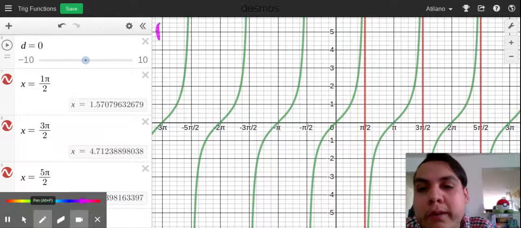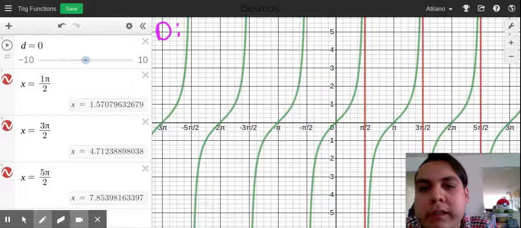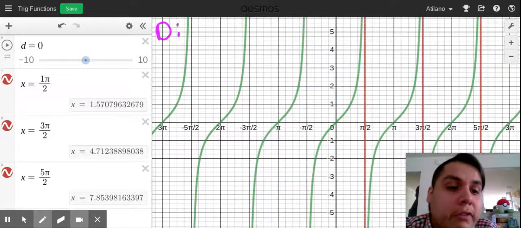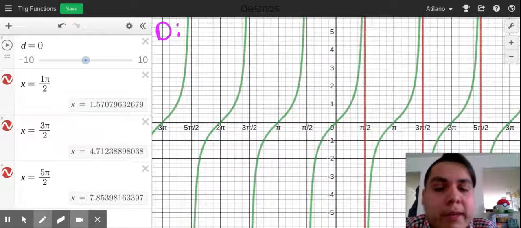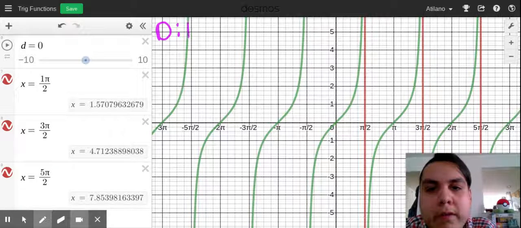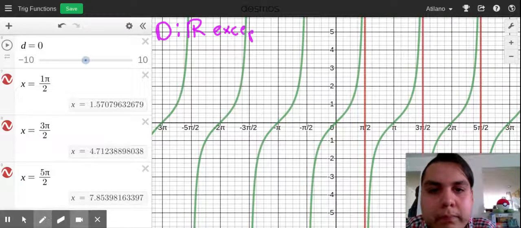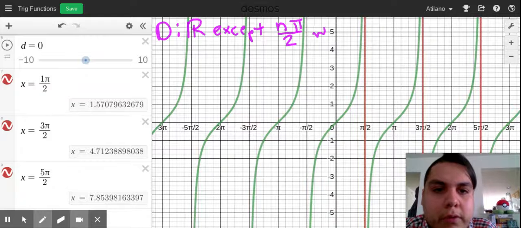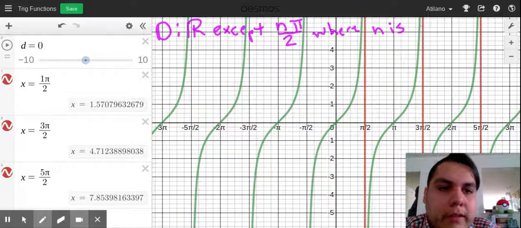So my domain, this time rather than use interval notation, because there are a lot of exclusions I have to make, I would say all real numbers except n pi divided by 2 where n is an odd integer.